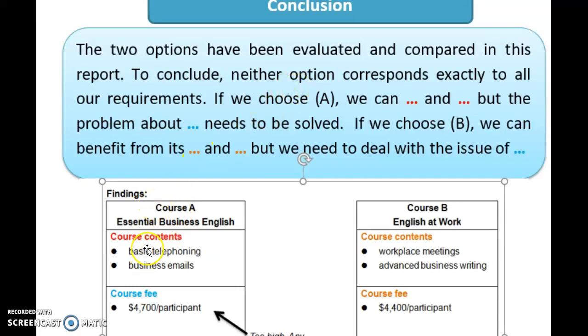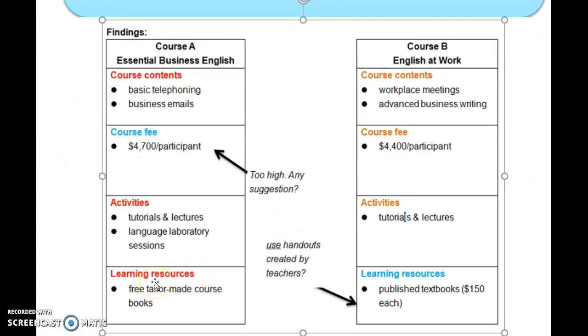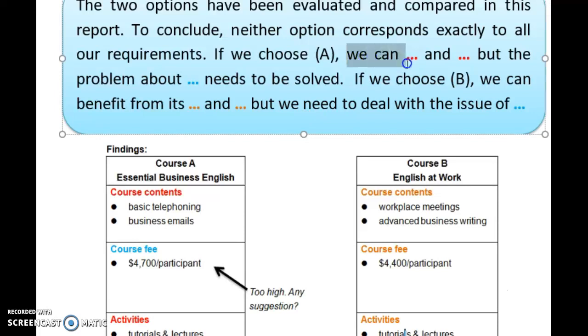Like A, what benefits will you gain? Or if you think that the benefits will be the course content and learning resources, you will give a summary here at this part. So you may say something like, if we choose A, we will have free learning resources and suitable course content. And then, but the problem about course fee needs to be solved.